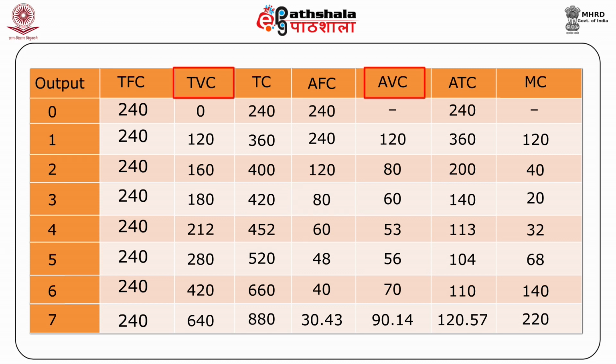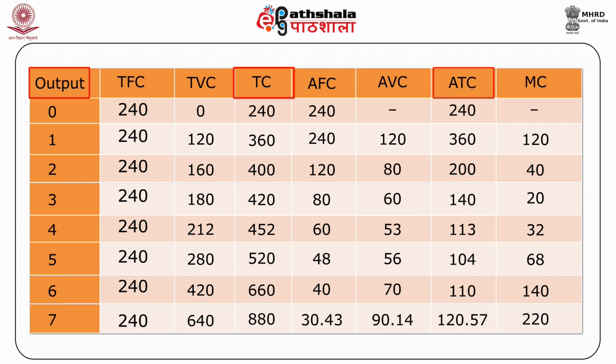Similarly, AVC is TVC divided by output. So at 4 units of output, TVC is 212 by 4, which is equal to 53. In the same way, ATC equals TC divided by output. MC is defined by the increase in TC or TVC consequent upon a small increase in output. For example, the total cost of producing 2 units of output is 400 and the total cost of producing 3 units of output is 420. Therefore, marginal cost of the third unit is 20.